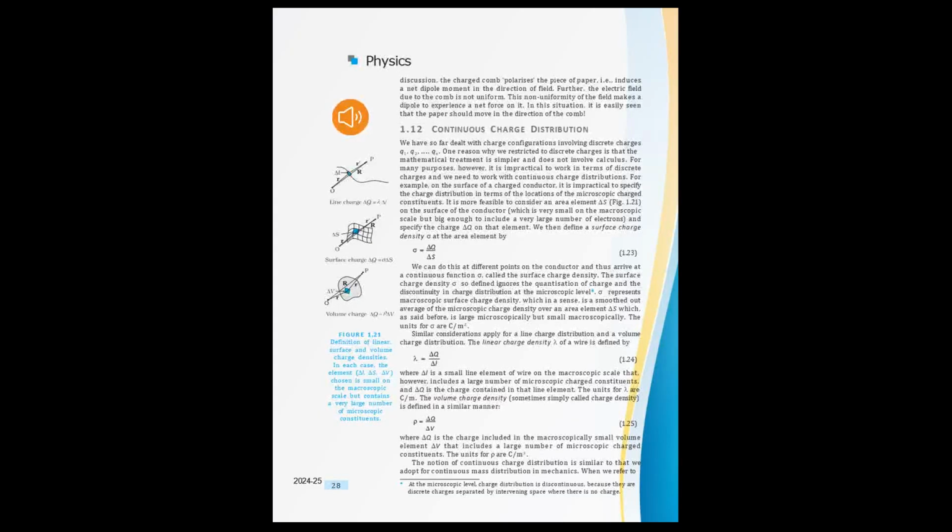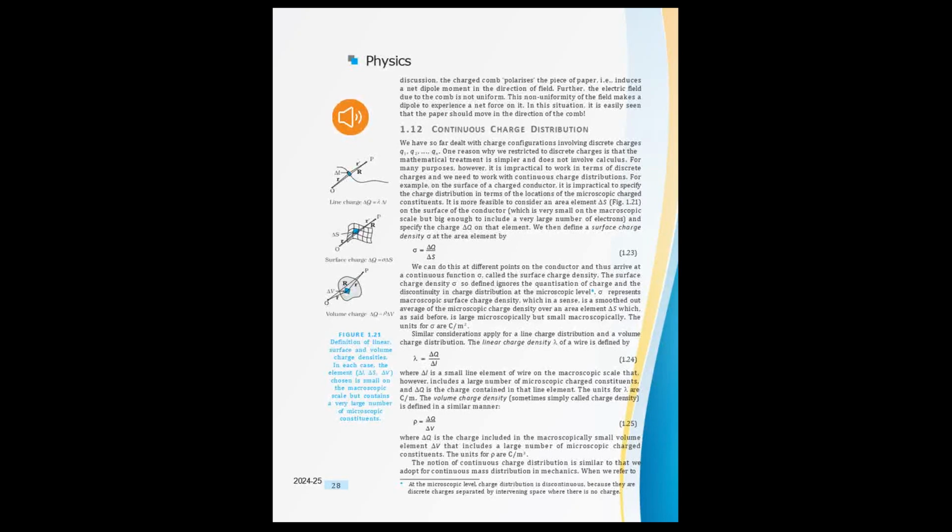The surface charge density sigma, so defined, ignores the quantization of charge and the discontinuity in charge distribution at the microscopic level. Sigma represents the macroscopic surface charge density, which in a sense is a smoothed-out average of the microscopic charge density over an area element delta S, which, as said before, is large microscopically but small macroscopically. The units for sigma are coulomb per meter square, since the surface charge density is charge per unit area.